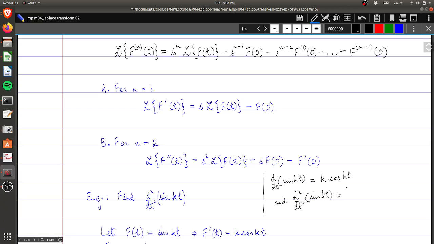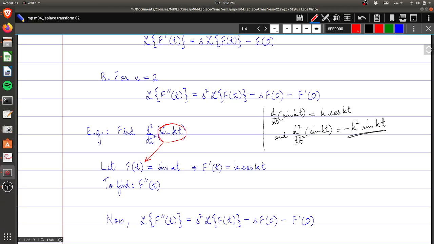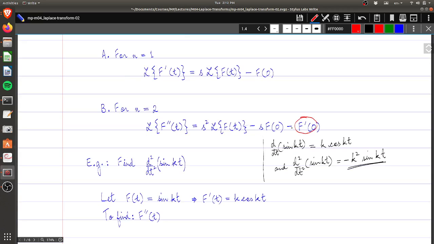Now let's use the Laplace transform to arrive at the same result. This is interesting, right? We can use the Laplace transform to arrive at the very same result. Let's see how. Here let us say f of t is equal to sine of kt, because this is the function that I want to differentiate. This function I'll call the original function f of t. Because here I'm trying to find n equal to 2, the second derivative, we need to know the first derivative. The first derivative is k cos kt. From calculus we already know the first derivative. So we need to find out the second derivative.